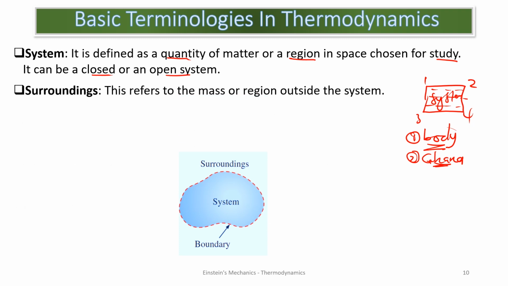Surroundings. What does it mean? This refers to the mass or region outside the system. So as I chose this as a system, anything outside it is what? My surrounding. So let's look at this rock. The system is the rock because I'm studying the rock, and anything outside this red line becomes what? The surrounding. Are we good? Becomes my surrounding.